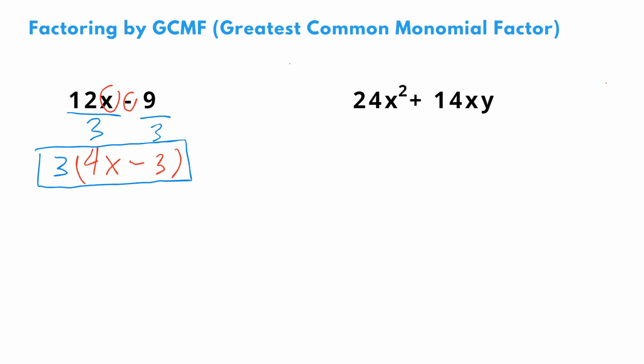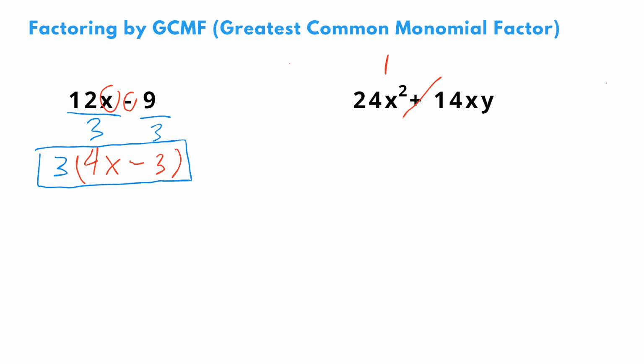Okay, let's continue with our next example. So we have here 24x squared plus, sorry, 14xy. Okay, so as you can see here again, how do we cut our terms or how do we partition? We only use plus or minus. So we have here 1, 2. There are two terms here.